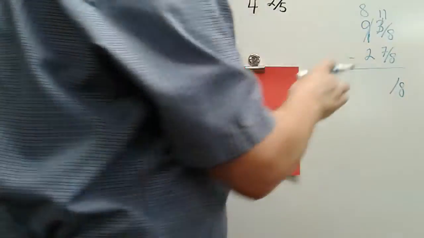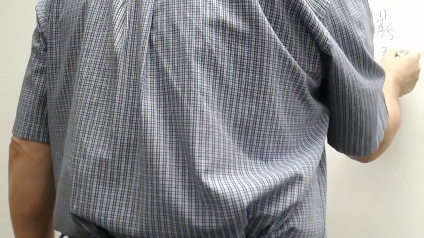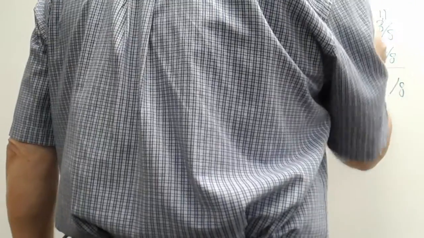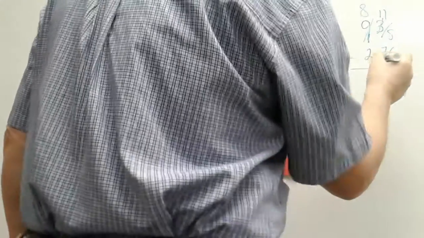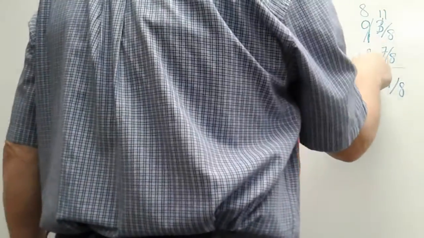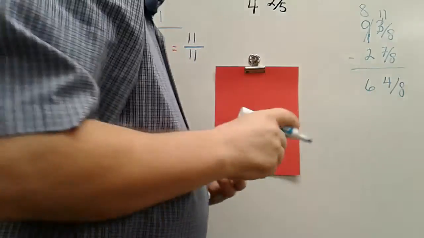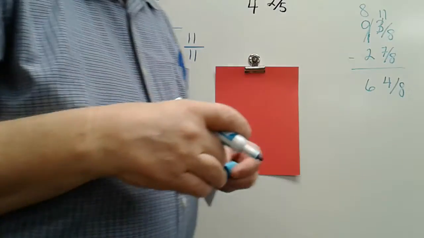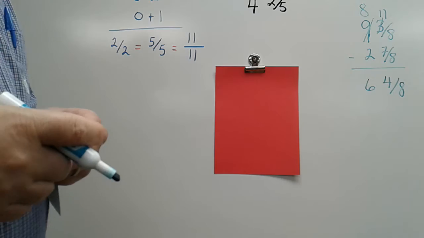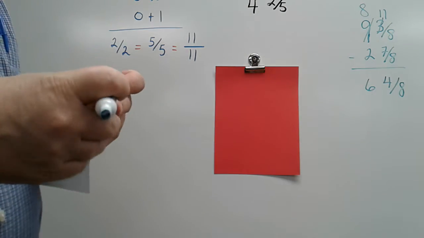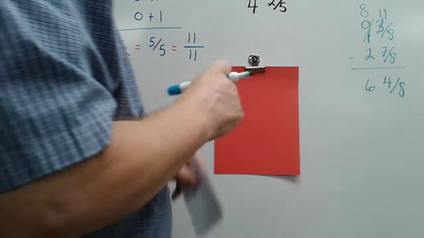Now, it's a subtraction problem. 11/8 minus 7/8, and I can do that. 11 minus 7 is 4. And then 8 minus 2, 6. Now, look at the fraction. Is that reducible? In this case, yes, it is. 4 and 8 are both reducible by the number 4.